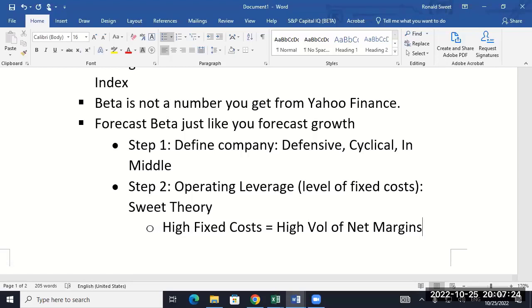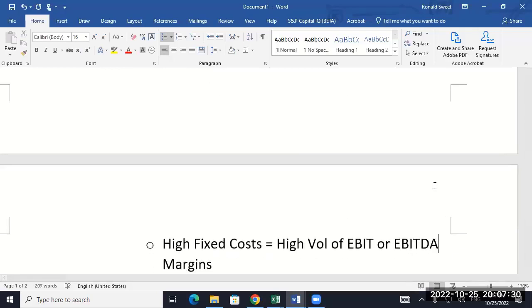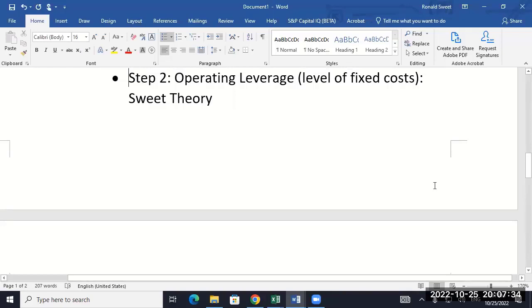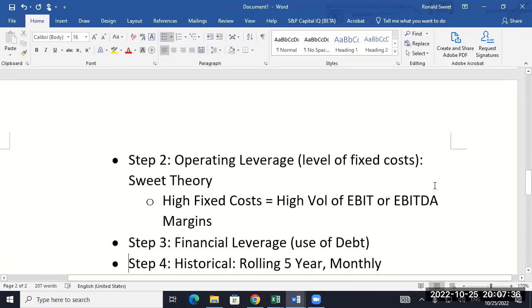And by net margins, I mean EBIT or EBITDA. Why don't I use net income? Because that's financial leverage, right? We don't want interest expense in there. So look at their margins, their EBIT margin, EBITDA margin. If they have a lot of fixed costs, that should be really volatile.